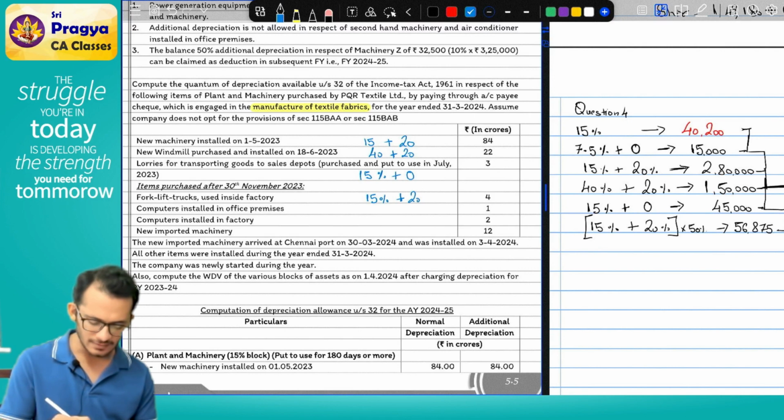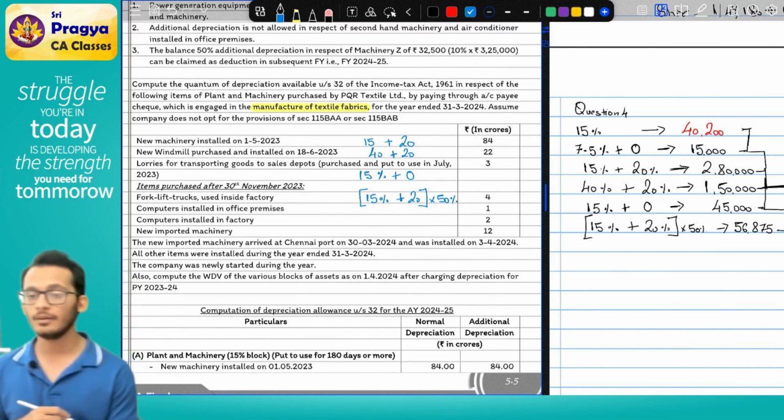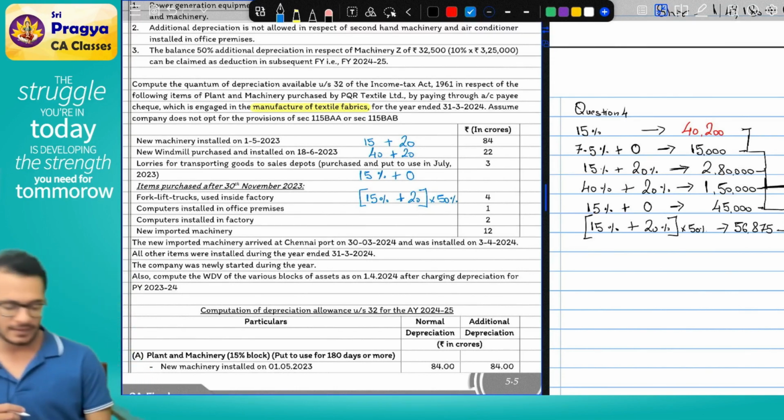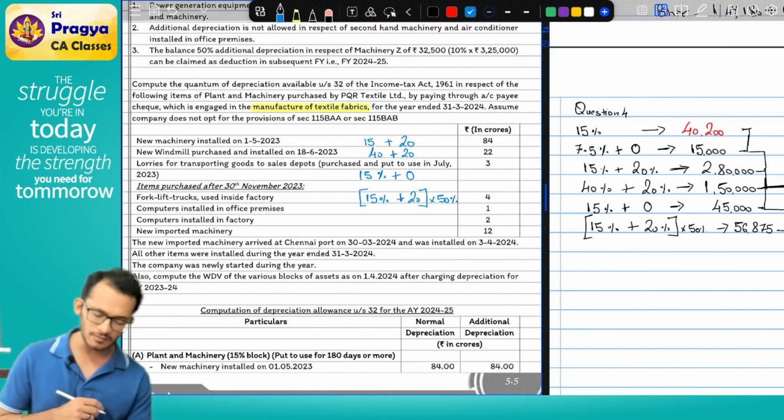20%. But the asset was purchased after 30th November, so the whole thing will be into 50%. Yes or no? The whole thing will be into 50%. Next, computers installed in office premises.